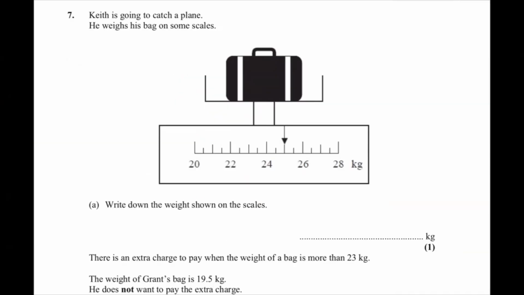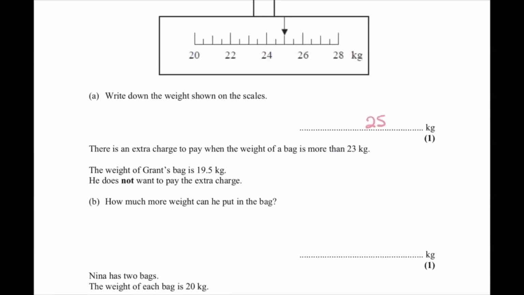Okay, so we've got some scale reading to do here. We've got to write down the weight shown on the scale. I can see that the scale's gone 24 to 26. This is halfway, so my answer is 25. There's an extra charge to pay when the weight of a bag is more than 23. The weight of Grant's bag is 19.5. He does not want to pay the extra charge. So how much more weight can he put in? Well, we've got to work out that difference then. The most he can have is 23. Take off what he's already got, and you've got 3.5 as what he's got left to be able to put into his bag.